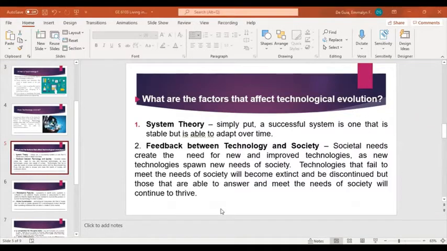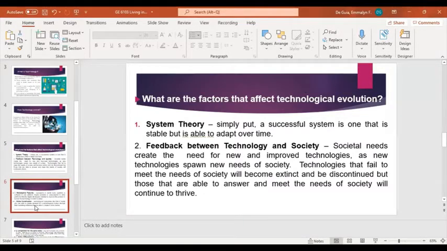Then we also have feedback between technology and society. Societal needs create the need for new and improved technologies, as new technologies spawn new needs of society. Technologies that fail to meet the needs of the society will become extinct and will be discontinued. So it's very important to gather insights, feedback, and opinions from the target user, from the society, because they will be the ones to give you an idea to have a very sustainable technology that will address the needs of the society.